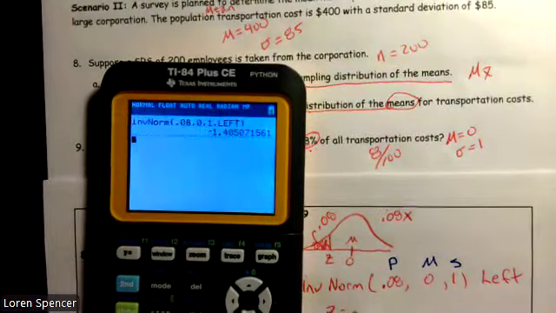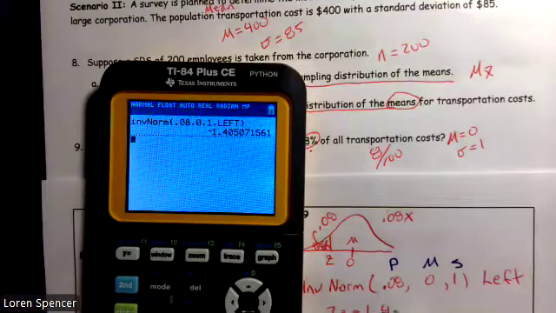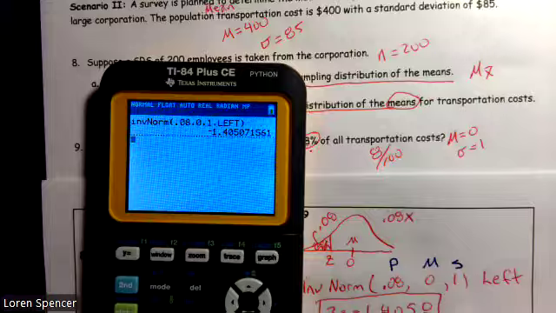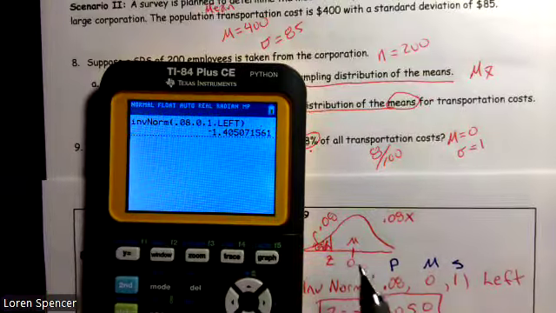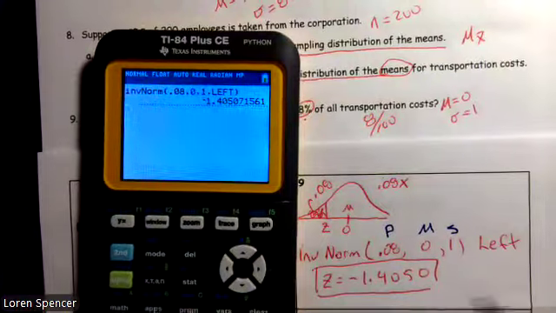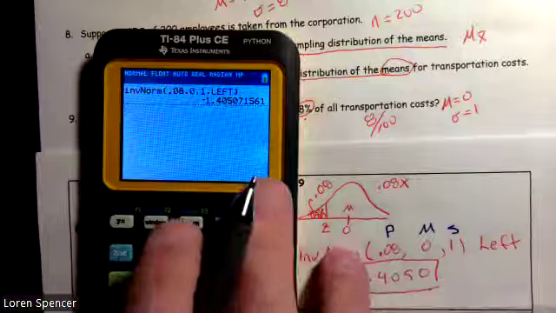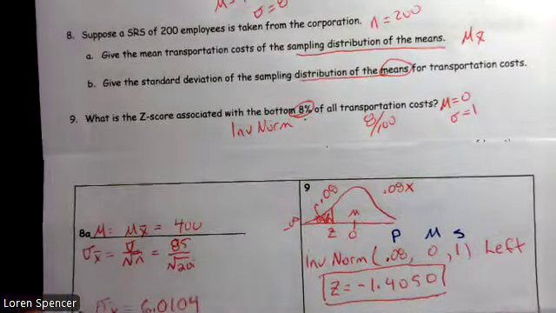Z equals negative 1.4050. And it makes sense that we'd have a negative z-score because we are below the mean. Being below zero is going to give us a negative, and so sure enough, we have a negative z-score. All right, number 10.